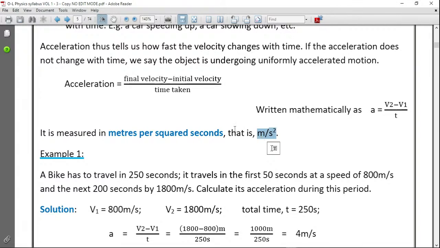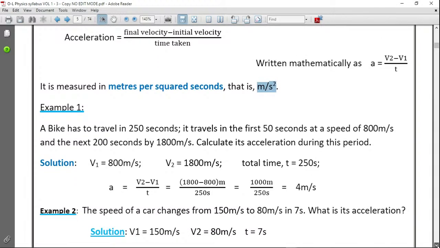Now let's take this example. A bike has to travel in 250 seconds. In the first 50 seconds, at a speed of 800 meters per second, and in the next 200 seconds, at 1800 meters per second. Calculate its acceleration. So this motion has two parts.